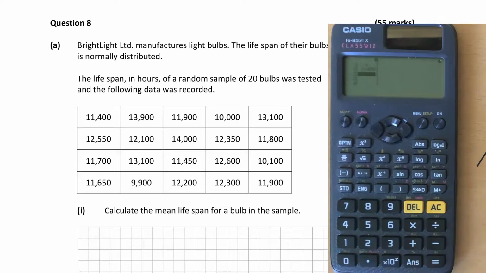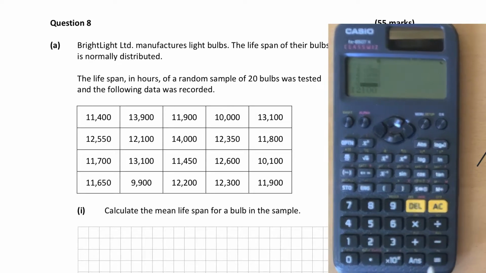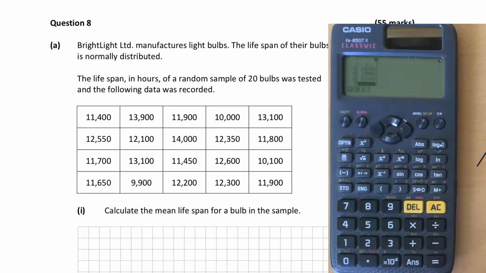So we'll work down and we'll say 12,555. 12,550, I should say. Then we have our 11,700. Then we have our 11,650. Okay, so now we're on to the fifth one, which is 13,900. Then we're on to 12,100. Then we're on to 9,900. We're back on to 11,900 next.